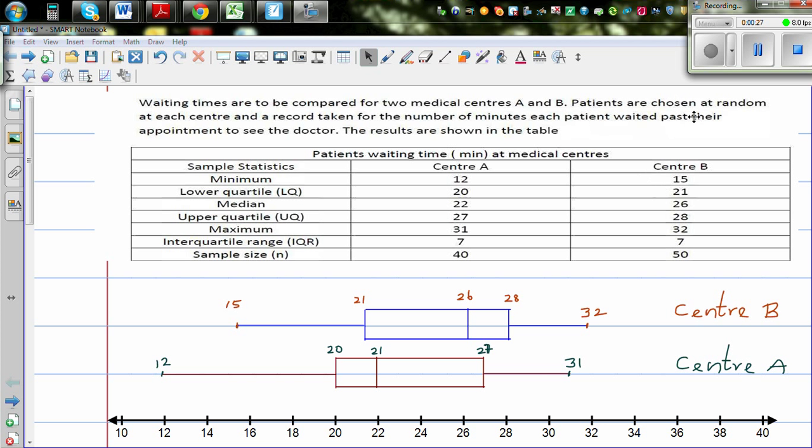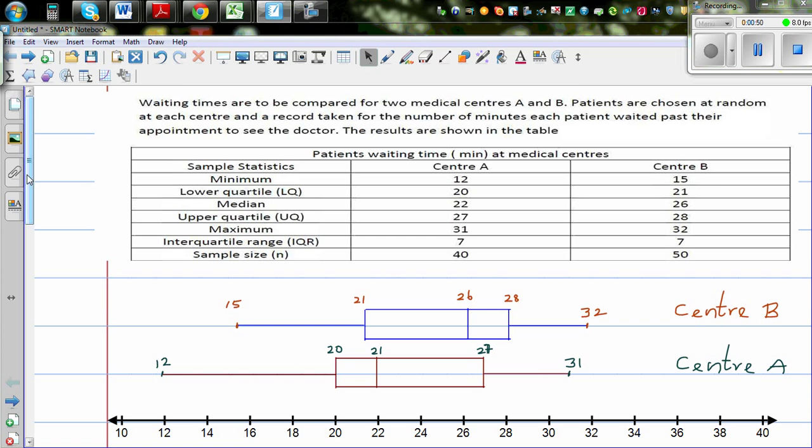Patients are chosen at random at each center and a record is taken of the number of minutes each patient waited past the appointment to see the doctor. The results are shown in the table, so you can read the statistics. The minimum for center A is 12, the maximum is 31, then 15, 32 respectively, 20, 21 and so on.